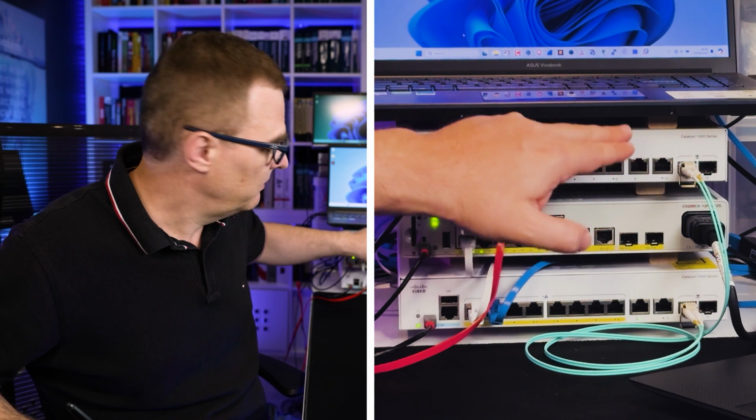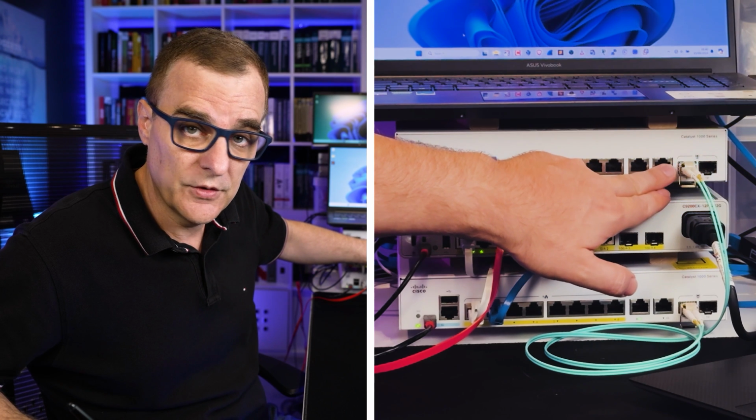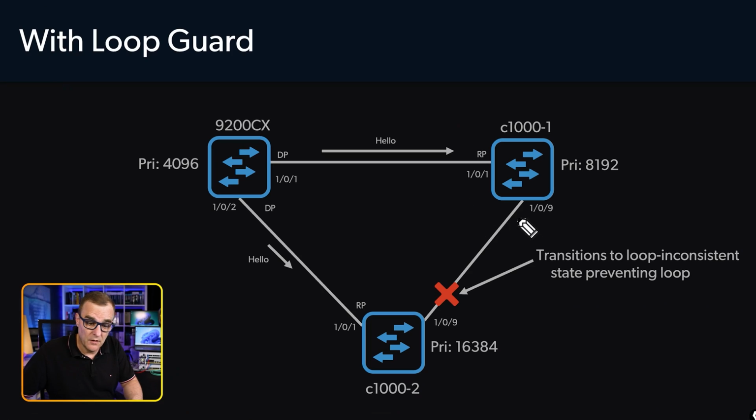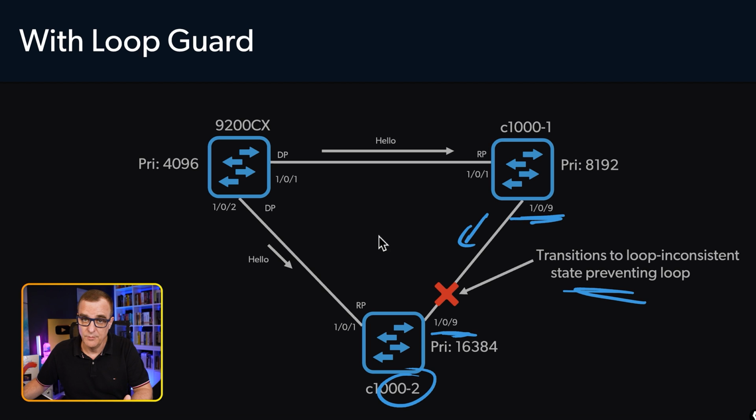So in this topology, I've got a fiber cable connecting the first 1000 series switch to the second 1000 series switch. So what should happen on gigabit 1/0/9, the fiber cable, if BPDUs are not received by the second 1000 series switch? This port should transition to loop inconsistent and stop the loop in the topology.